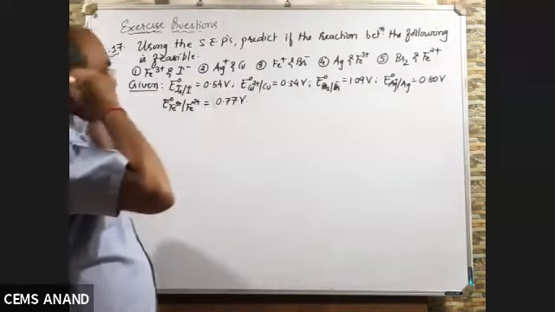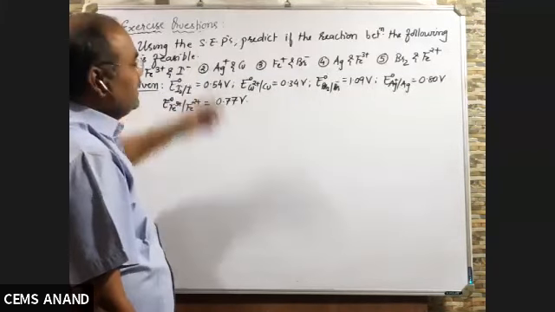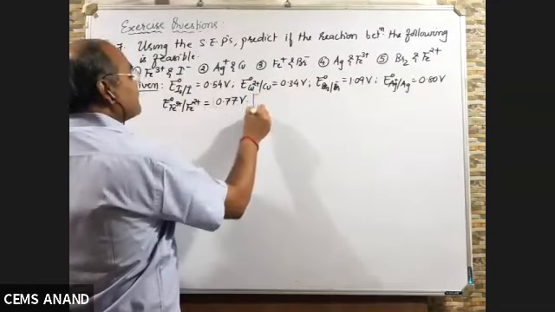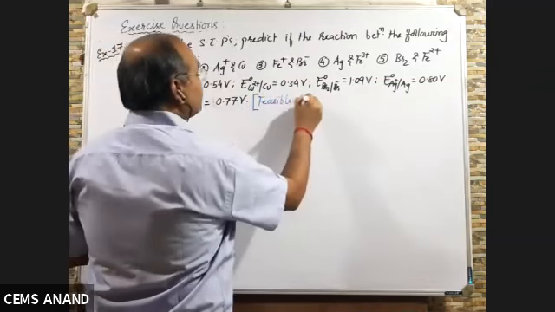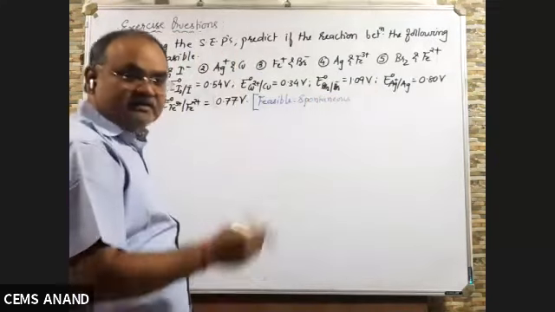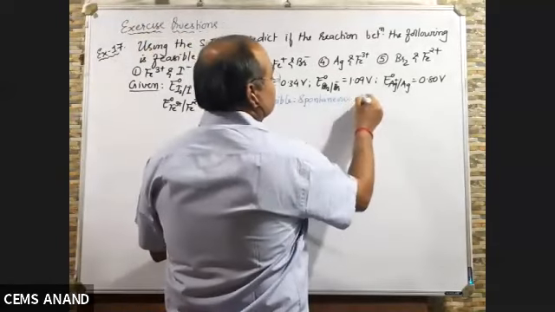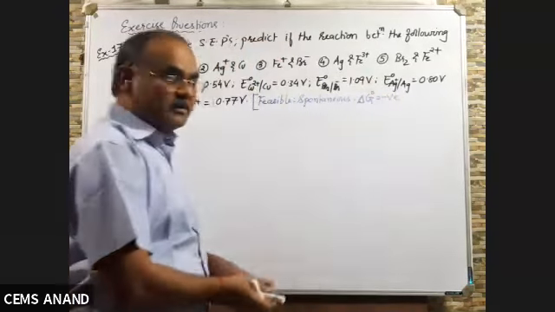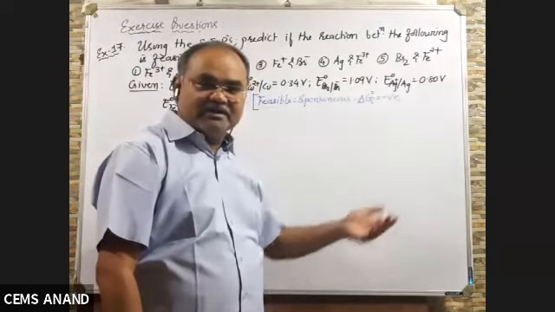Now, they have asked the feasibility of a reaction, right? And in 11th standard, we have studied about feasibility. Feasible means spontaneous. And in the beginning of this chapter, I told you, for a spontaneous reaction, delta G0 should be negative. That you have studied in 11th in thermodynamics.